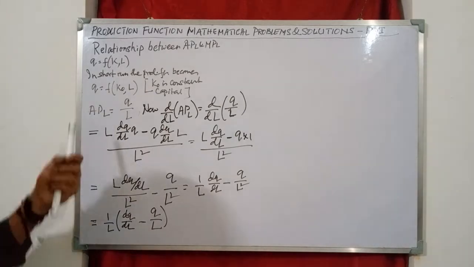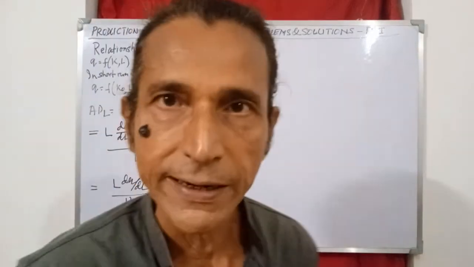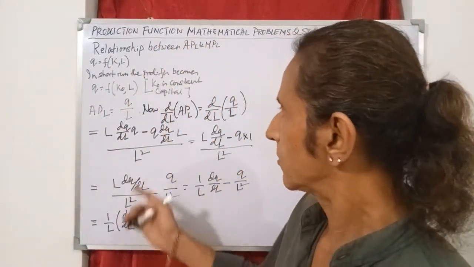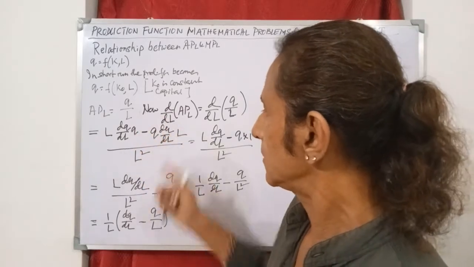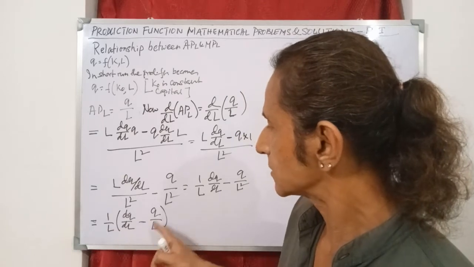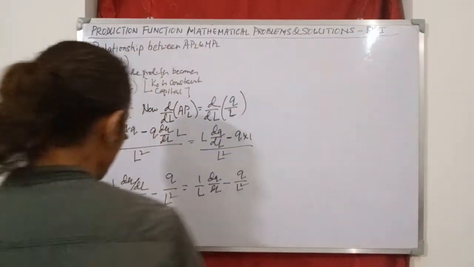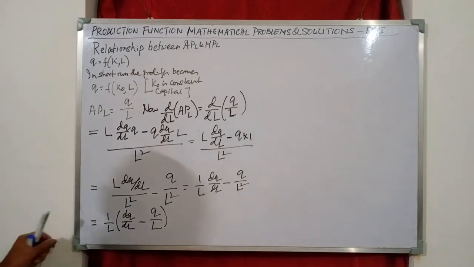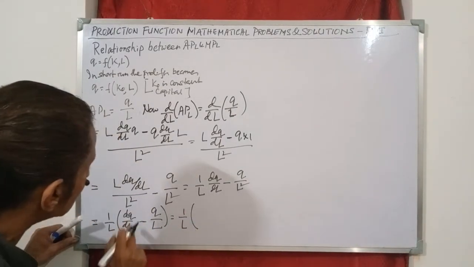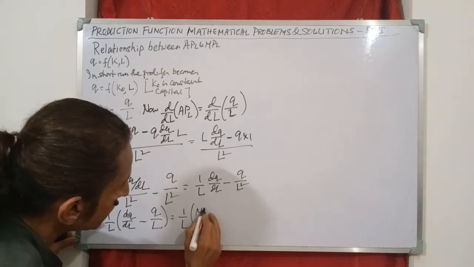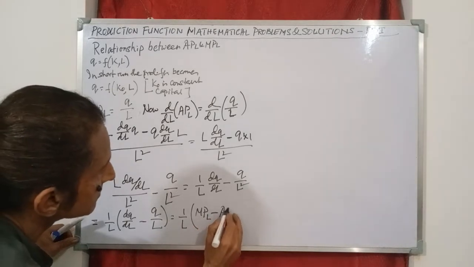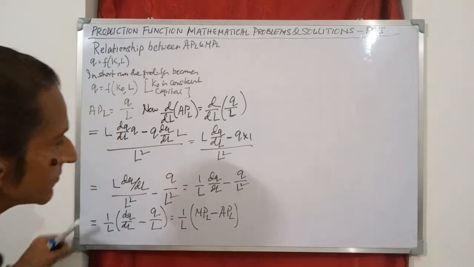So we have differentiated APL, that is Q by L, with respect to L, and we have got d/dL of APL is equal to 1 by L [dQ/dL minus Q by L], right? So 1 by L dQ/dL means MPL, that is marginal productivity of labor, and Q by L is APL, that is average productivity of labor.